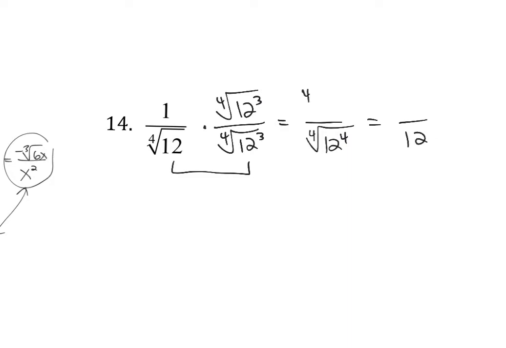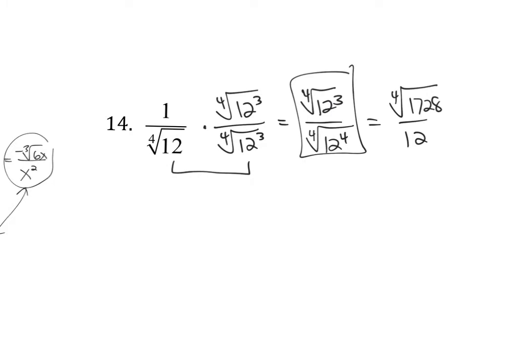The problem with doing it this way, this again being my unwritten step, is I get a really huge answer, the fourth root of 1728 over 12, which I would then have to simplify. I'd have to break down 1,728 and see what can come out of the fourth root and then reduce it to 12. The better way to do a problem like this is the following.